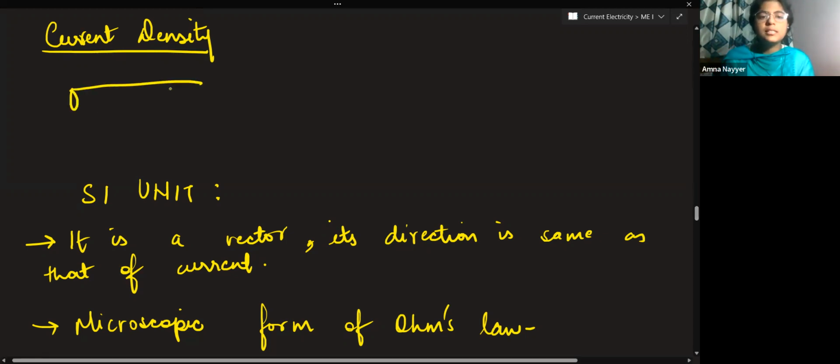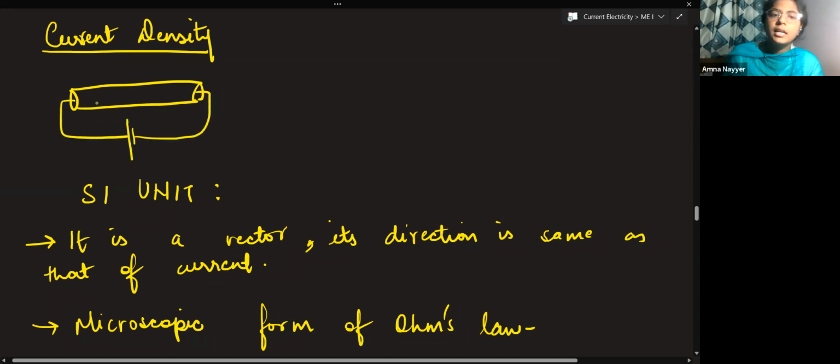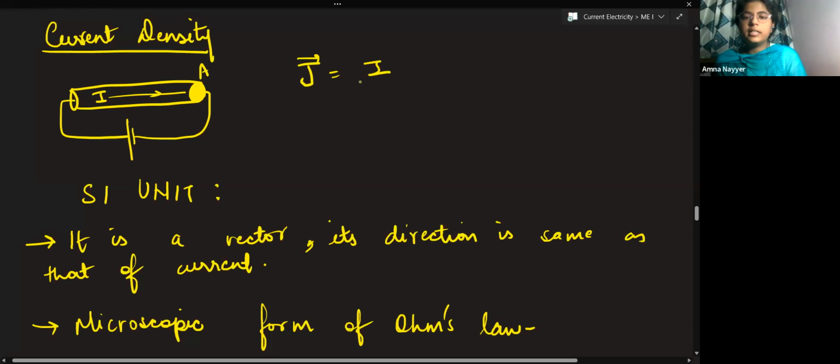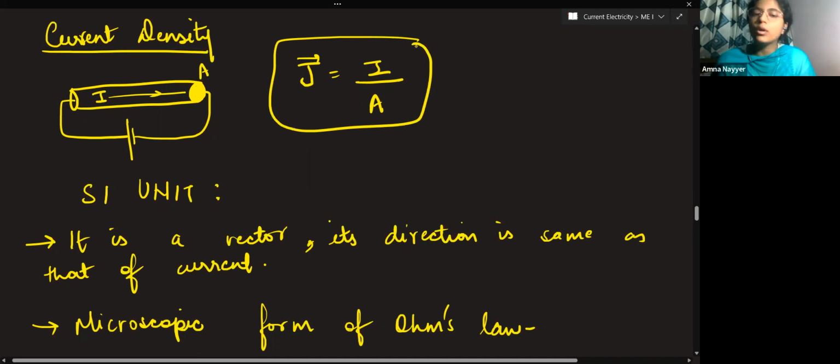Let's say this is a wire of some cross section area, connected to the cell. Current I is flowing through it, and the area of the cross section is A. Current density is denoted by the symbol J. What would be the current density? Current per unit area, that is current divided by A, where I is the current and A is the area of the cross section. It's a vector quantity.